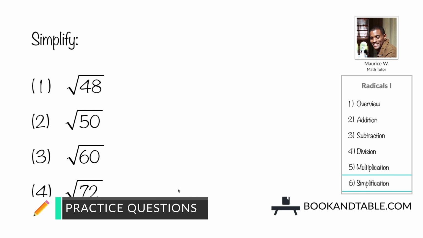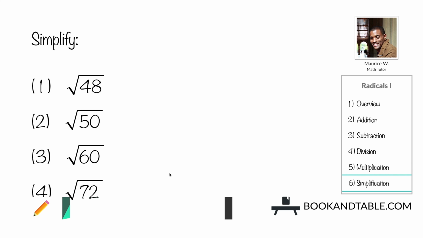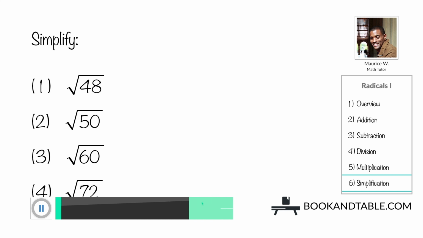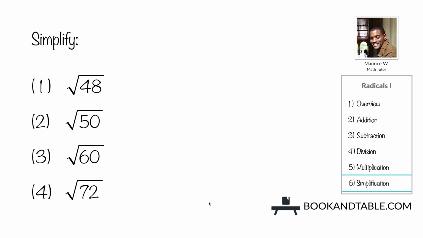Let's have you do a few practice questions. Simplify question number 1, the square root of 48. Question number 2, the square root of 50. Question number 3, the square root of 60. And question number 4, the square root of 72. Pause the video, answer these questions, and then press play when you are ready to begin.